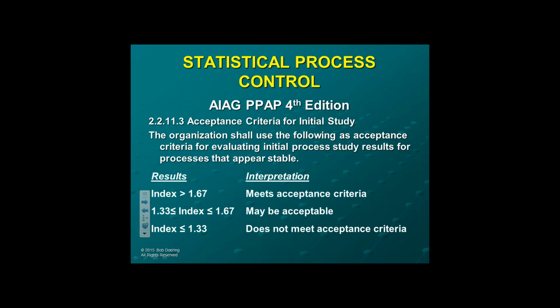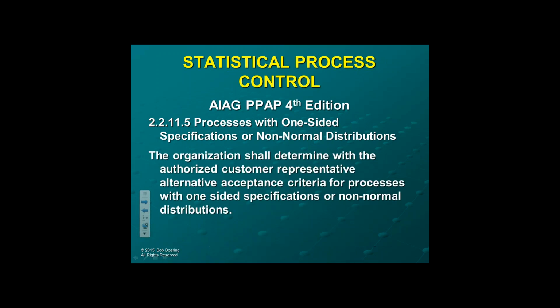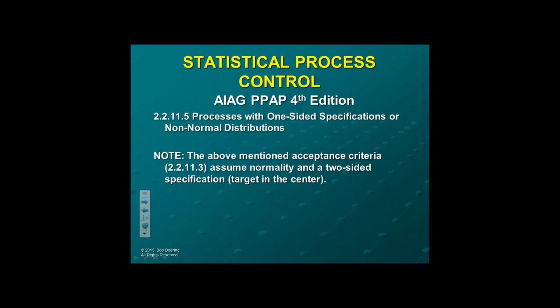Yet there's more. In 2.2.11.5, there's processes with one-sided specifications or non-normal distributions. In this case, it says the organization shall determine with authorized customer representative alternative acceptance criteria for processes with one-sided specifications or non-normal distributions. In automotive terms, that means we're not really sure what to tell you, so you're going to have to go ask your SQE.